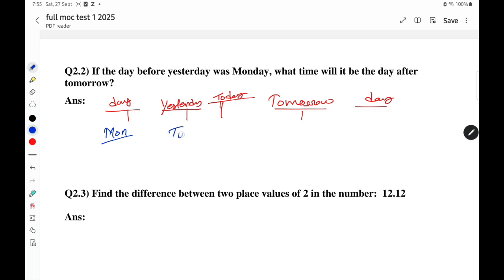তাহলে এই টুডে হচ্ছে দ্য মনডে, দ্য ডে বিফোর ইয়েস্টারডে, তাহলে এটা হচ্ছে মনডে। মনডের পর এটা টিউসডে, এটা ওয়েডনেসডে, এটা থার্সডে, এটা ফ্রাইডে। তাহলে অবভিয়াসলি বোঝা যাচ্ছে দ্য ডে আফটার টুমোরো উইল বি, দ্য অ্যান্সার is Friday.